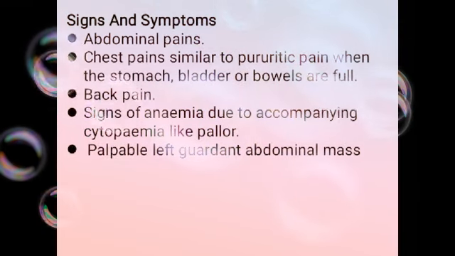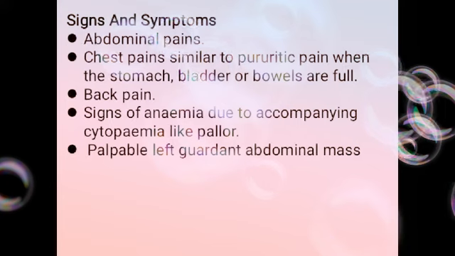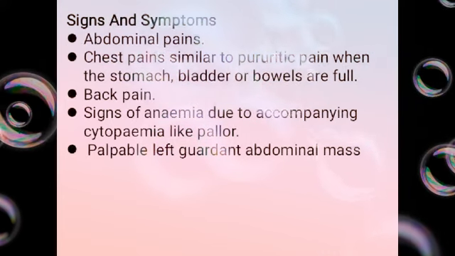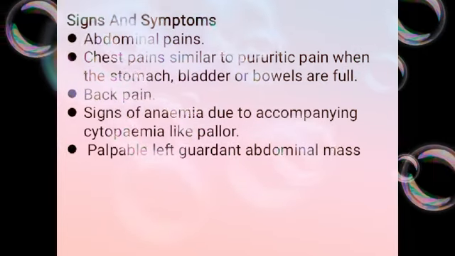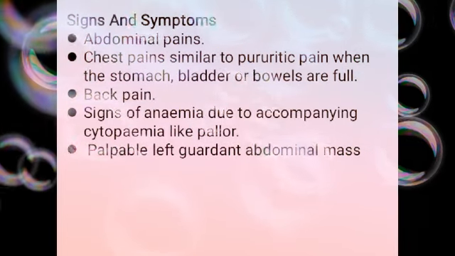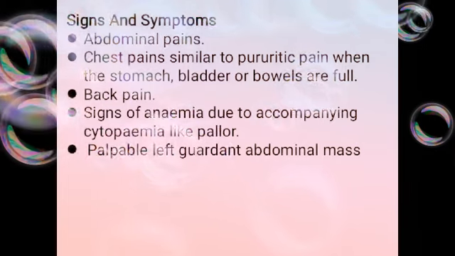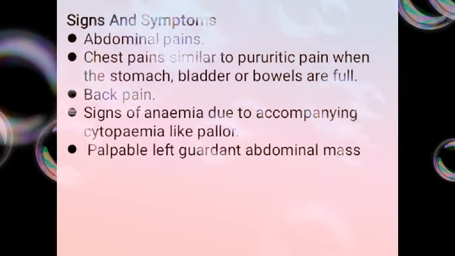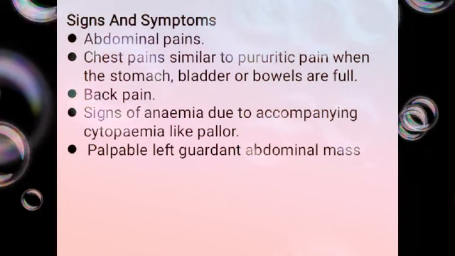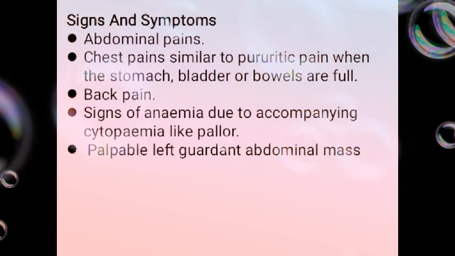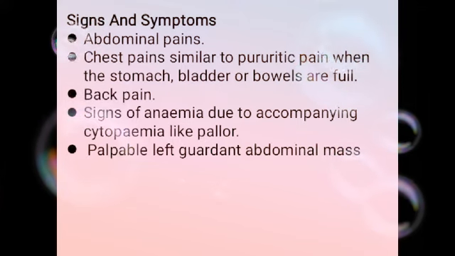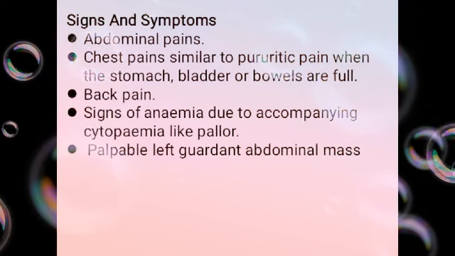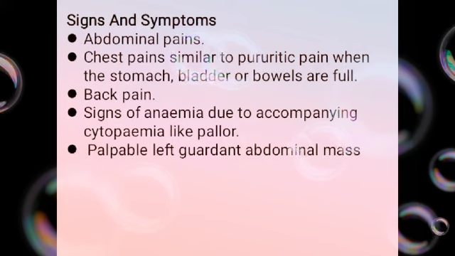spleen is within the abdomen. So due to the inflammatory process, there will be abdominal pain. There will be chest pains that can be spread to the thoracic cavity due to the relationship between the spleen and the thoracic cavity. There will be back pains. There will be signs of anemia due to accompaniment of cytopenia, like pallor. So this is going to result due to the fact that, when the spleen is altered in its function, it will start destroying the red blood cells.